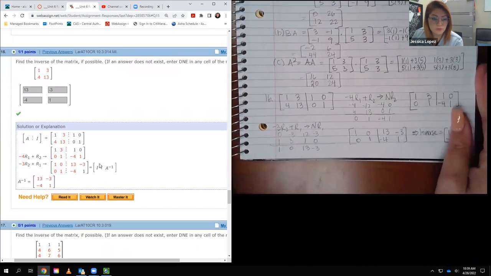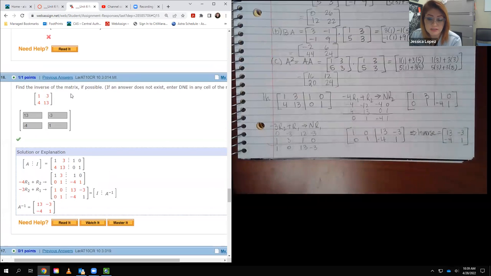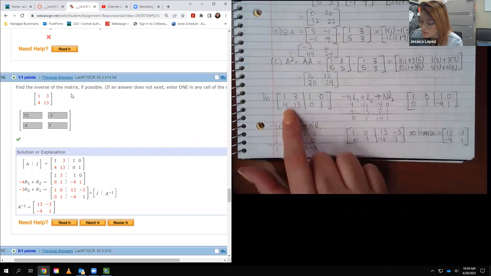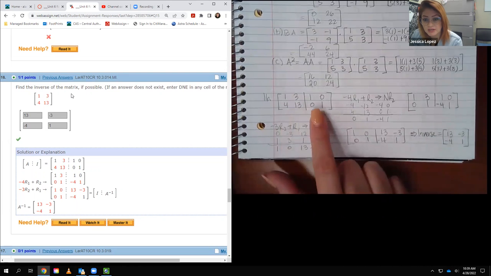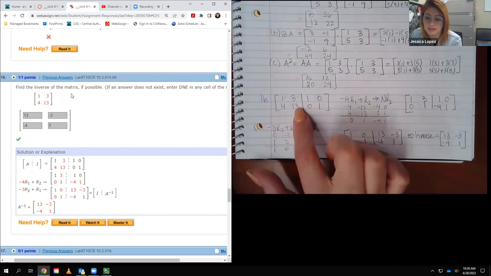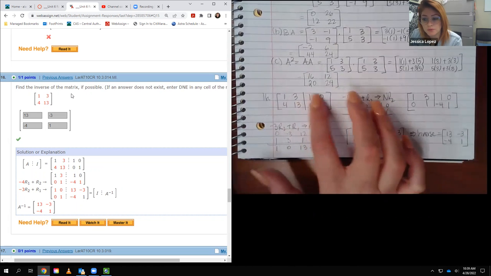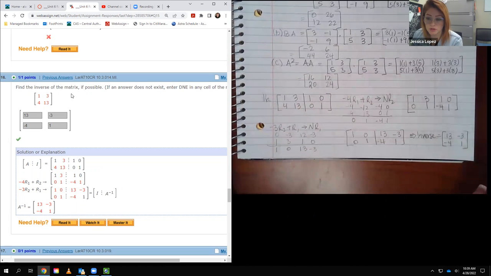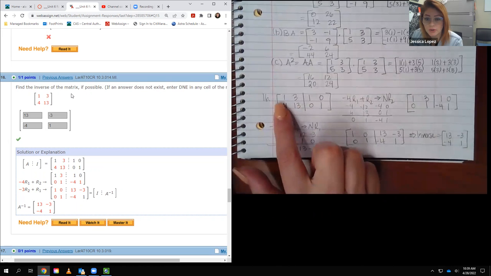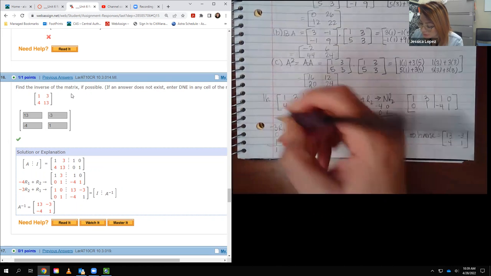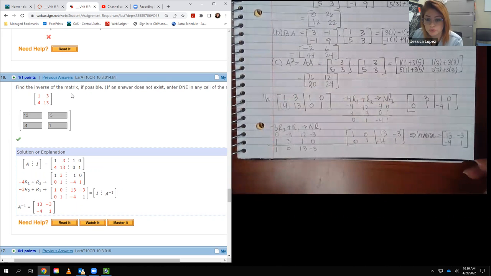Okay. So for number 16, this one says find the inverse. So to do that, you take the original matrix and you put an identity matrix of the same size on the other side, okay? Once you have that, your goal is to turn the left side into the identity matrix, and whatever you end up with on the right-hand side will become your inverse, okay? So I already have the 1 in the correct spot. My job is now to turn this 4 into a 0.